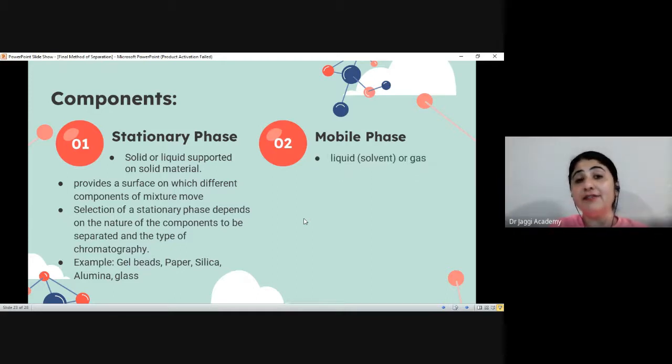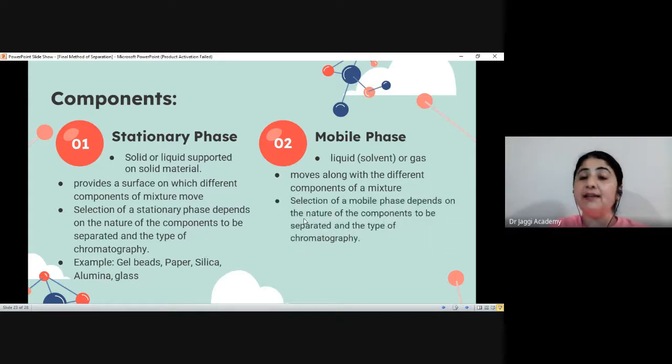The second phase is the mobile phase, which may be a liquid, known as a solvent, or a gas. The mobile phase always moves along with the different components of the mixture on the stationary phase. The selection of the mobile phase depends upon the nature of the components to be separated and the type of chromatography. For instance, organic solvents such as alcohol, water, acetic acid, and some gases. So these are the two components of chromatography.